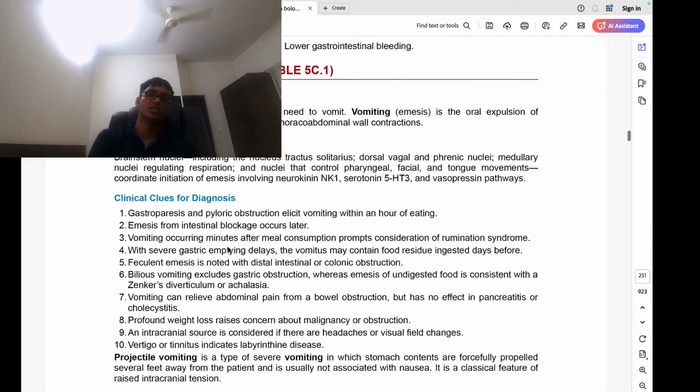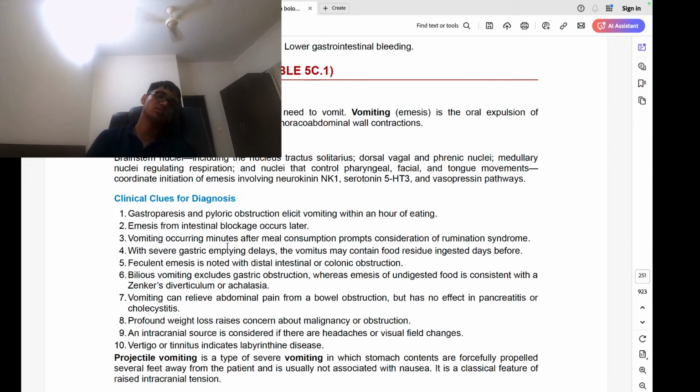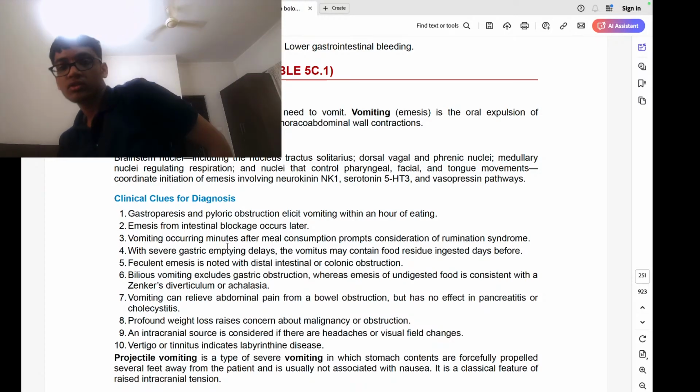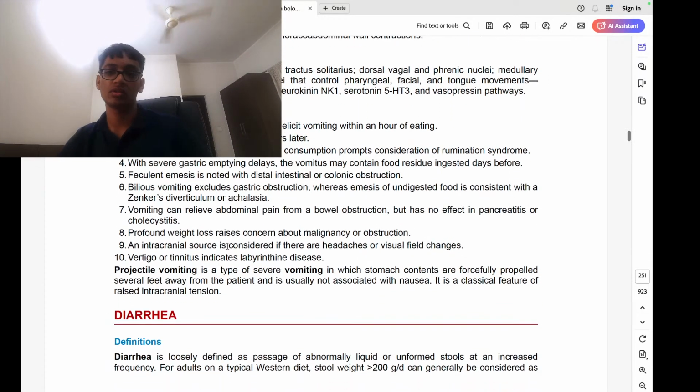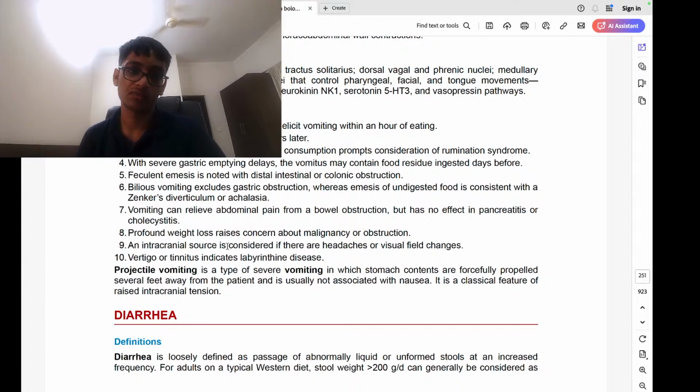Okay. Then nausea and vomiting. Nausea is a subjective feeling of needing to vomit. Vomiting is the oral expulsion due to thoracoabdominal wall contractions. The mechanism of initiation of emesis involves brainstem nuclei, including the nucleus tractus solitarius, dorsal vagal and phrenic nerve nuclei, medullary nuclei regulating inspiration, and nuclei that control pharyngeal, facial, and tongue movements. Coordinate initiation involves neurokinin 1, serotonin 5-HT3, and vasopressin pathways.